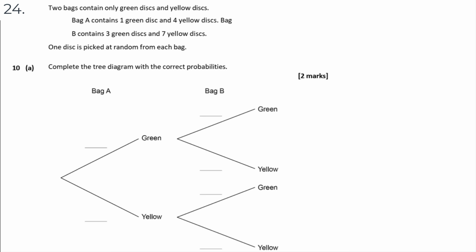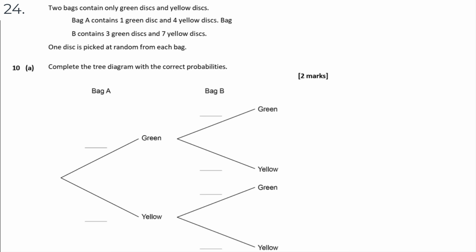2 bags contain only green discs and yellow discs. Bag A contains 1 green disc and 4 yellow discs. Bag B contains 3 green discs and 7 yellow discs. 1 disc is picked at random from each bag. Complete the tree diagram with their correct probabilities.